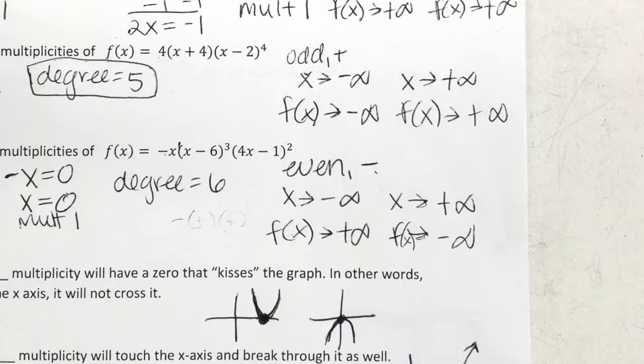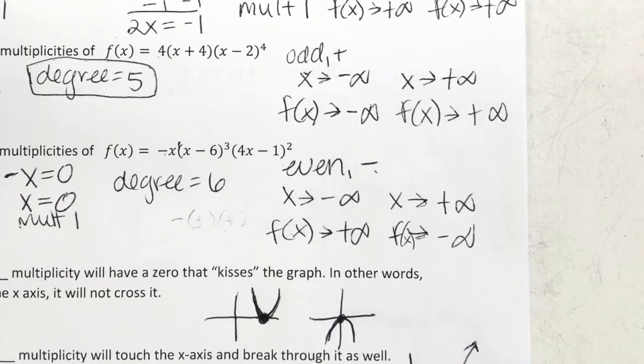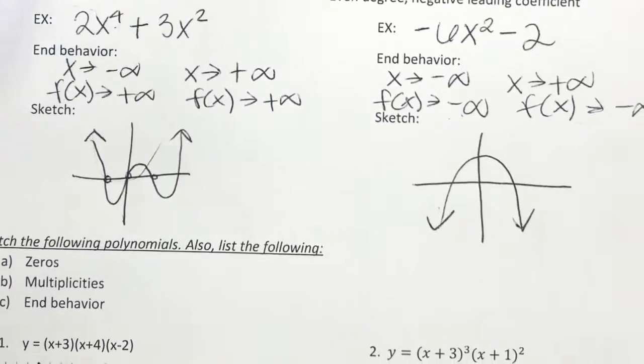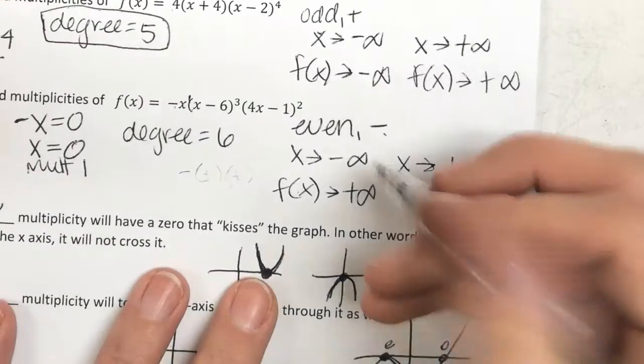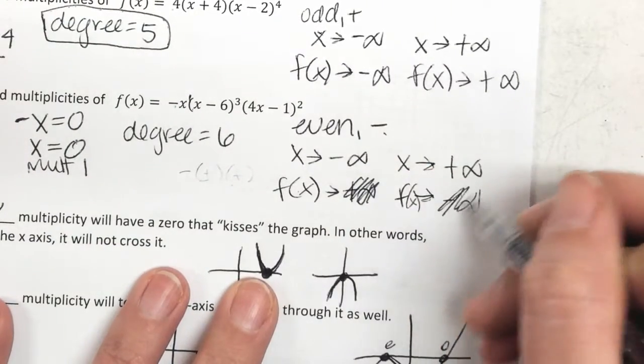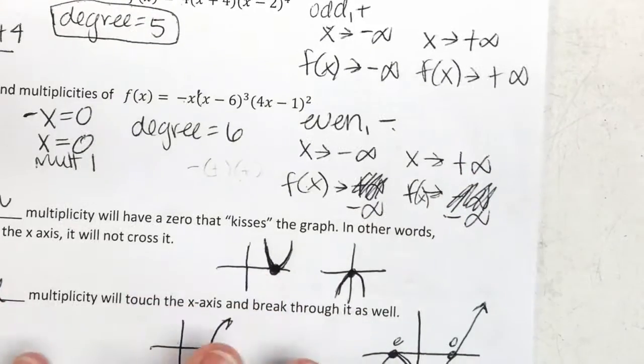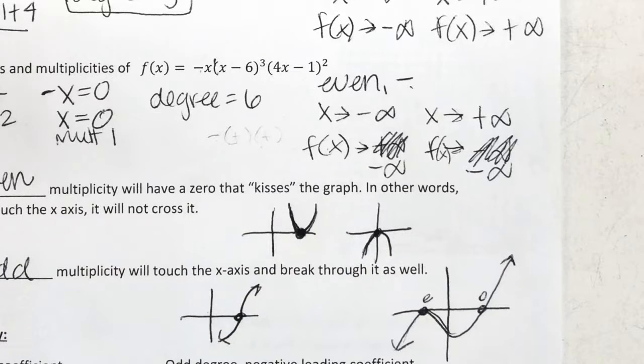Questions about that? Yes. Isn't it even, though? Oh, thank you. Yes. You're right, Kaylee, my bad. So it's negative infinity, and this one would also be what? Thank you. I was thinking odd. Okay.